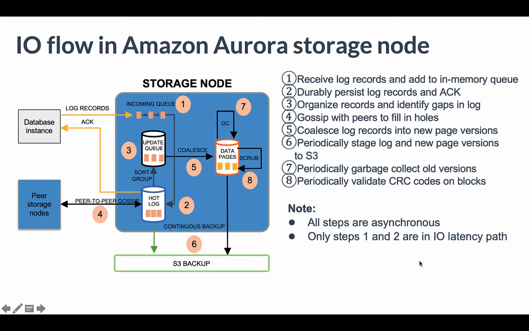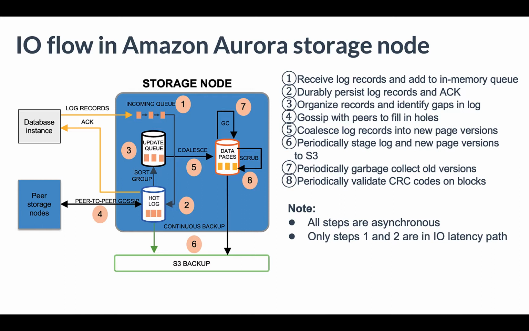If we zoom into one of the storage nodes, and again this applies to global databases, which is why I want to cover it here, you can see this is basically the code that runs inside each of the storage nodes. So let's see, the database instance is the primary node which sends the log records. We first put them into an incoming queue, which is in the buffer, and then immediately we send them to the hot log, which is the local SSD drive. Once we have the log record on the SSD drive, we send an acknowledgement back to the database instance. That is the only thing that happens synchronously.